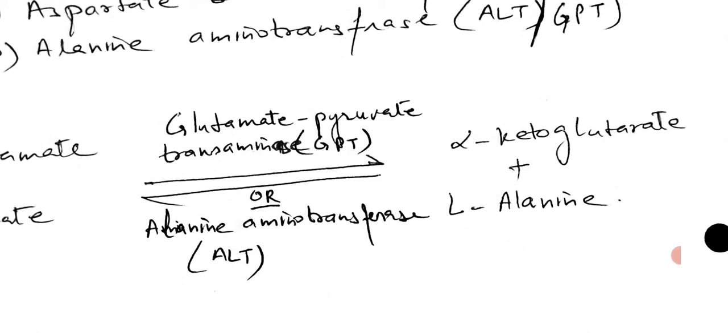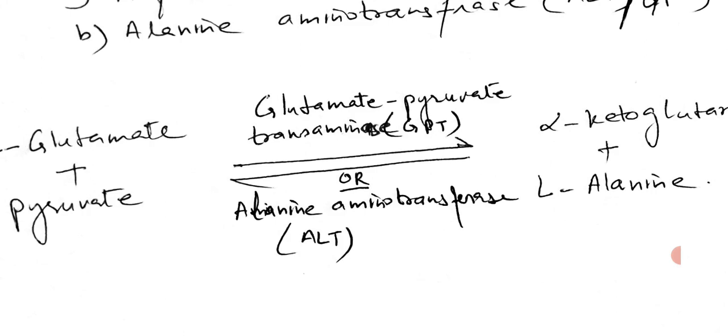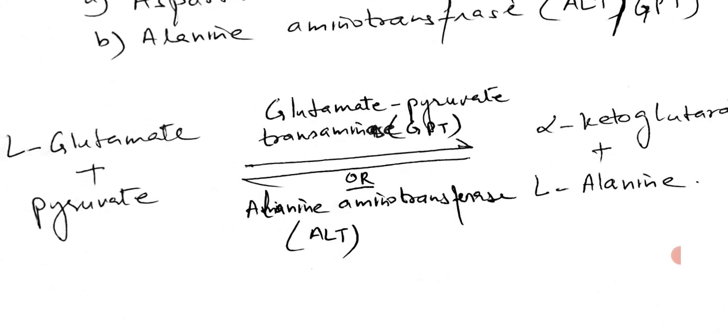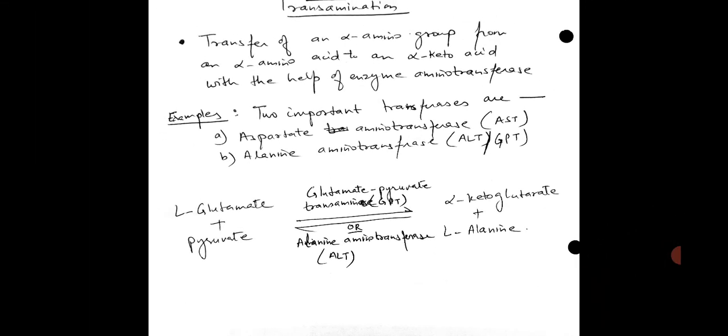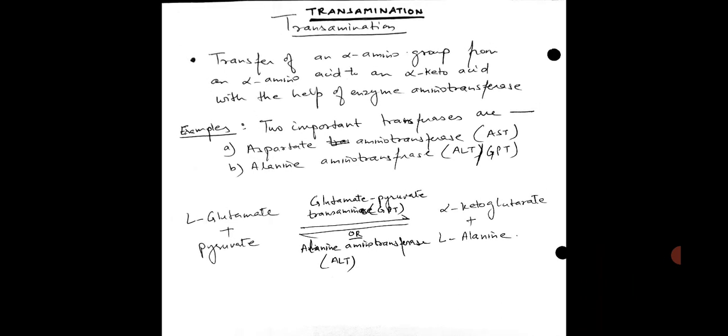On the basis of this alanine, the enzyme is also known as alanine aminotransferase, and this enzyme is functioning at alkaline pH, and this is a very important liver enzyme.